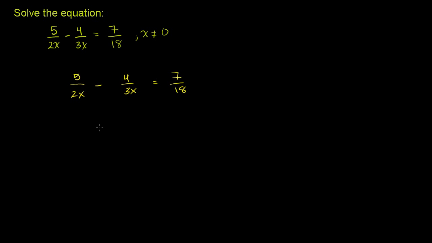is equal to 7 over 18. Now, if we want to get rid of the 2 in the denominator here, we could multiply everything by 2. If we want to get rid of this 3 in the denominator, we could multiply everything by 3. If we want to get rid of this 18, we can multiply everything by 18. And 18 also includes a 2 and a 3. The prime factorization of 18 is 2 times 9, which is 3 times 3. So when you're multiplying both sides by 18, you're actually multiplying by a 2 and a 3 and another 3.